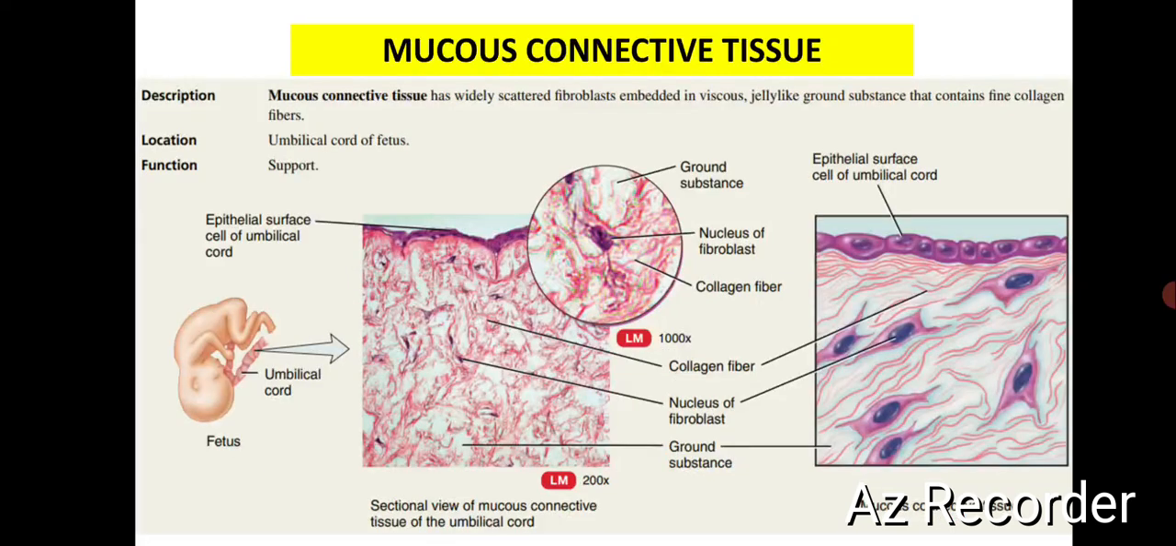Next is the mucous connective tissue. It has widely scattered fibroblasts embedded in a viscous, jelly-like ground substance that contains fine collagen fibers. Here in this image you can see the collagen fibers, and this is present in the umbilical cord of the fetus. It helps in support.